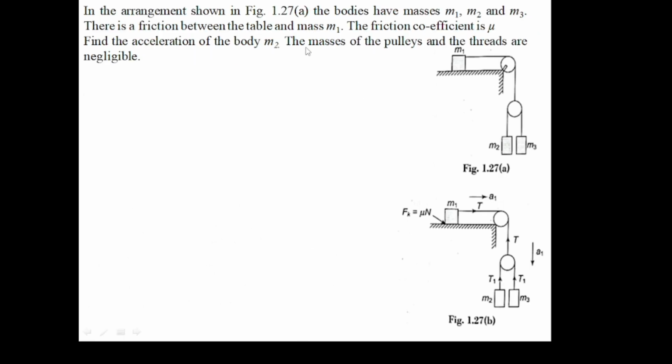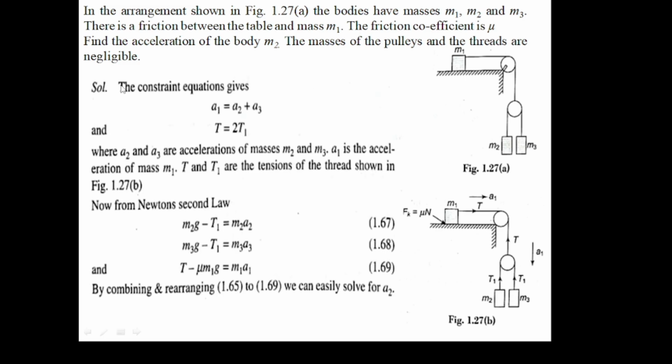The second problem states that in this system the bodies have masses m1, m2 and m3, and there is friction acting between the table and m1, that is mu. So find the acceleration of the body m2, and here there is one assumption, that the masses of the pulleys and the threads are negligible. So here the constraint equation gives that A1 is acting in this direction and A2, A3 are acting in the opposite direction. So A1 is equal to A2 plus A3.